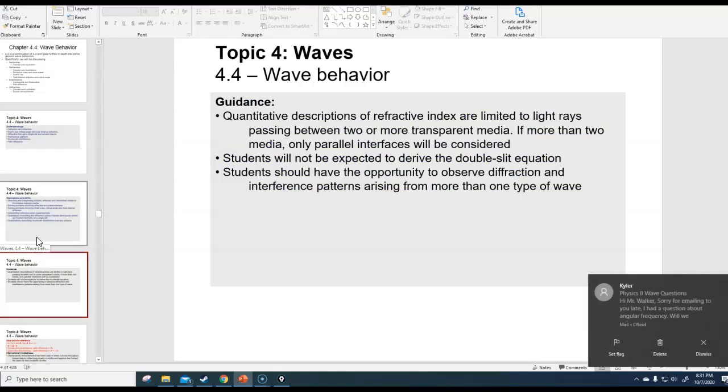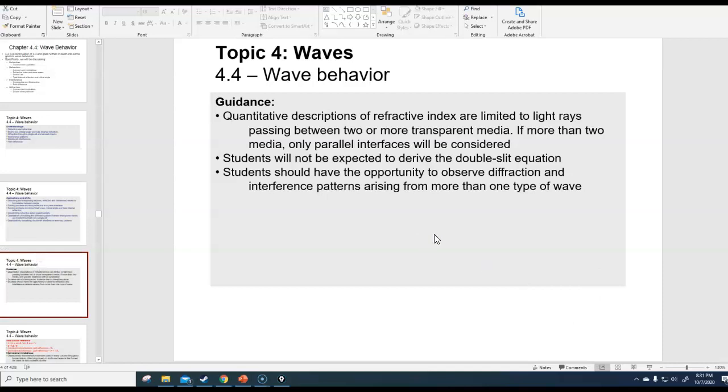And just some general guidance. Quantitative descriptions of refractive index are limited to light rays passing between 2 or more transparent media. If more than 2 media, only parallel interfaces will be considered. Students will not be expected to derive the double slit equation that is given to you in the data booklet. Students should have the opportunity to observe diffraction and interference patterns arising from more than one type of wave.